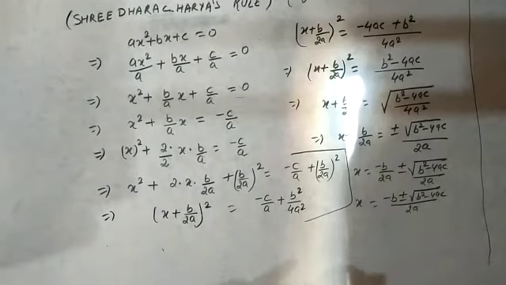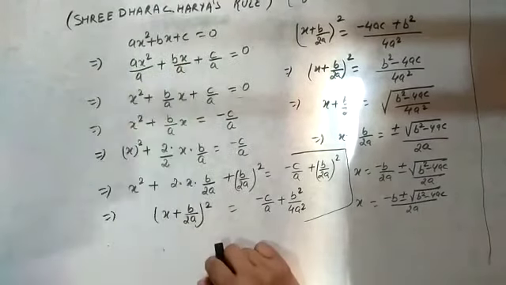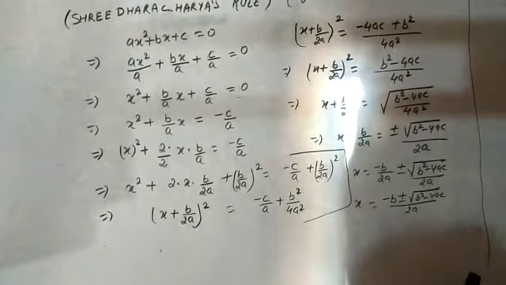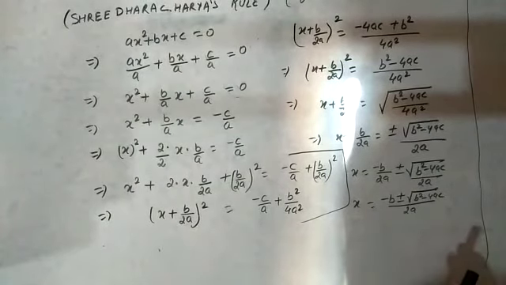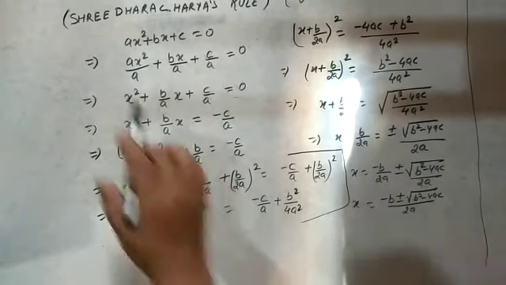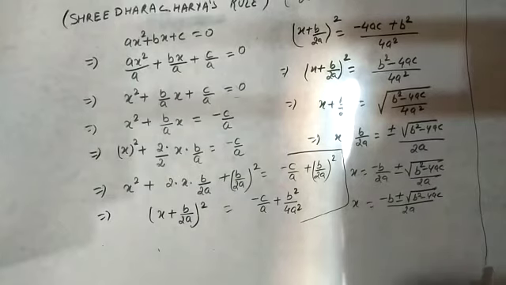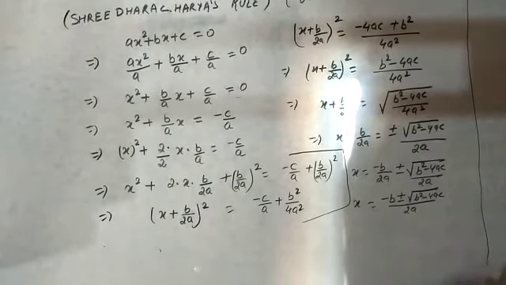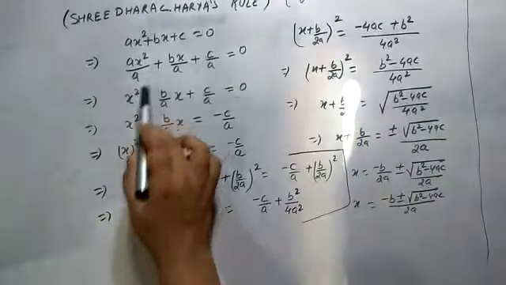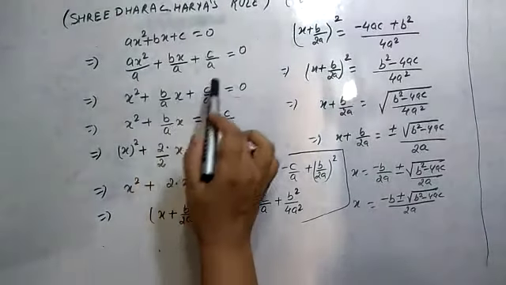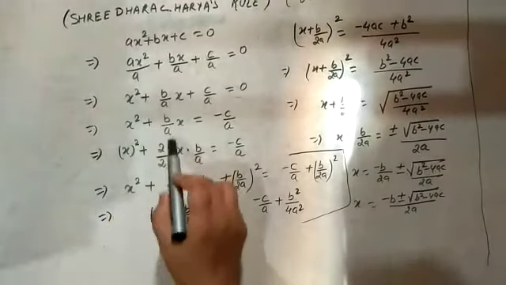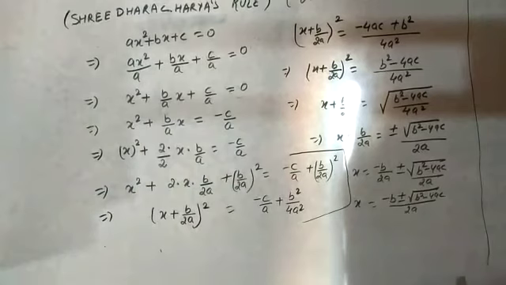Once again I am explaining what we have done. At first we have taken one general equation, ax square plus bx plus c equals 0. This is a quadratic equation. Now we are using the steps of the completing the square method. In that method, at first we divide the whole equation by the coefficient of x square. Here the coefficient of x square is a, so divide the whole equation by a. So we get x square plus b by a x plus c by a equals 0. So x square plus b by a x equals minus c by a.